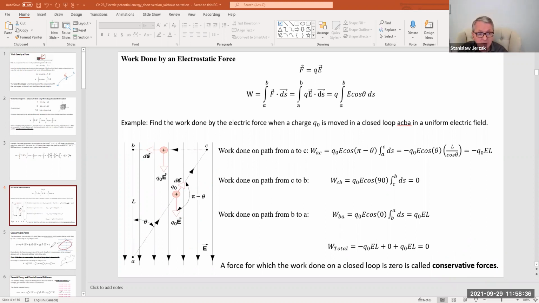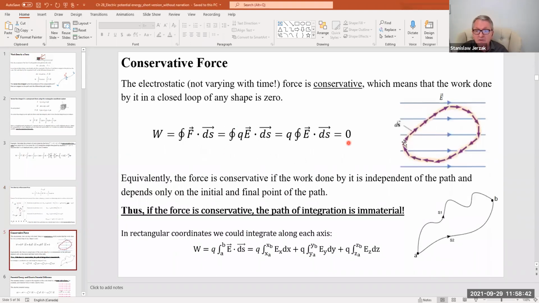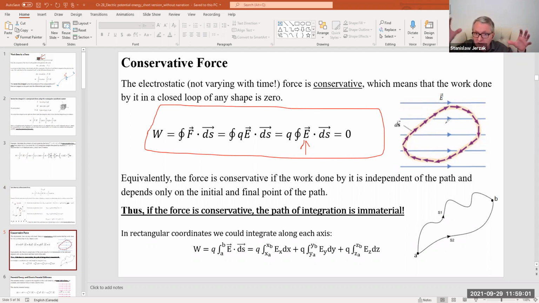So you should be familiar with that concept. On the next slide, I summarize that important conclusion that the work done by electric force on any closed loop is always equal to 0, but with one important qualification: that this electric field is a static electric field. Static means produced by static charges.